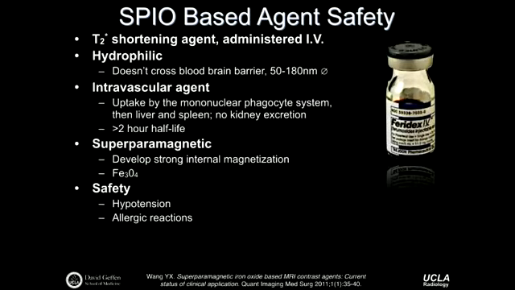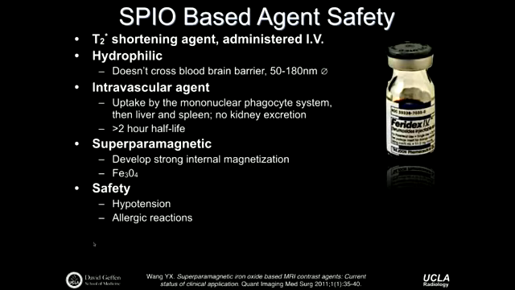MR exam. Another category of agents not used as commonly as the other two. These are superparamagnetic iron oxide agents. They cause the T2 star to shorten. So the other ones were T1 shortening agents. This is a T2 shortening agent, also hydrophilic, also an intravascular agent, and also superparamagnetic. It's just because of its size that it has a slightly different effect that dominates the T2 star signal more so than the T1 signal.